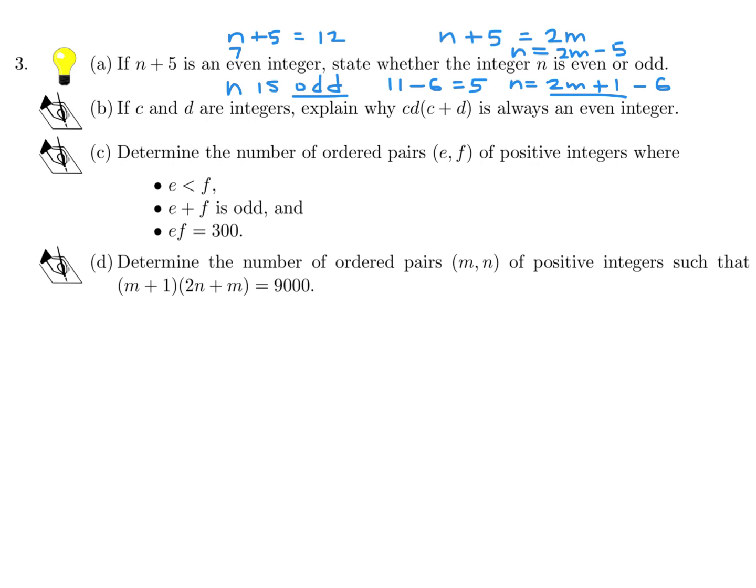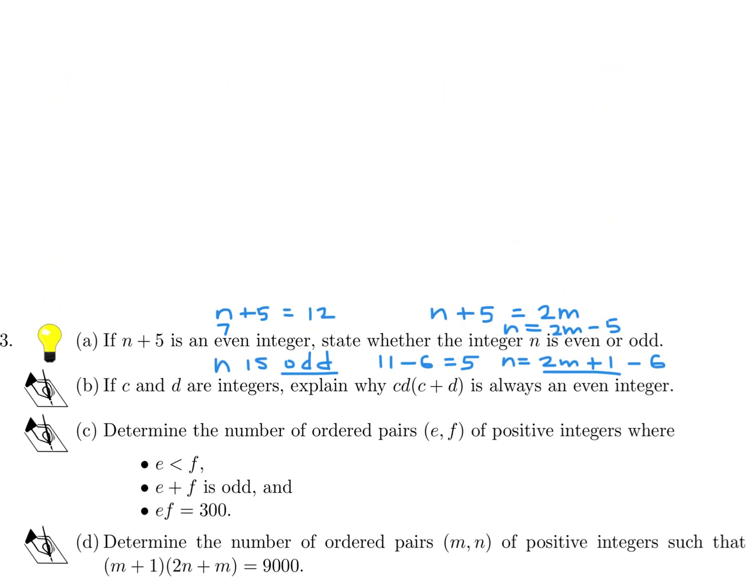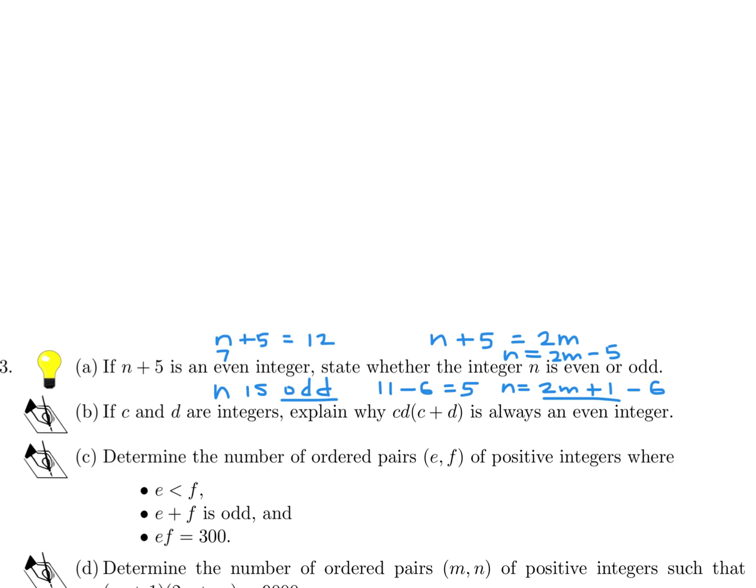All right, part B. C and D are integers. Explain why CD times C plus D is always even. Okay. So C and D are integers. They don't tell us if they're odd or even. So I guess we've got a whole bunch of cases here. We've got C and D, and we've got to look at different cases.